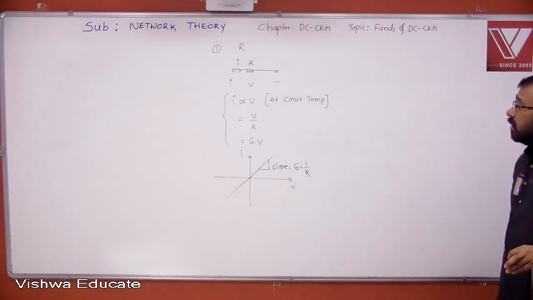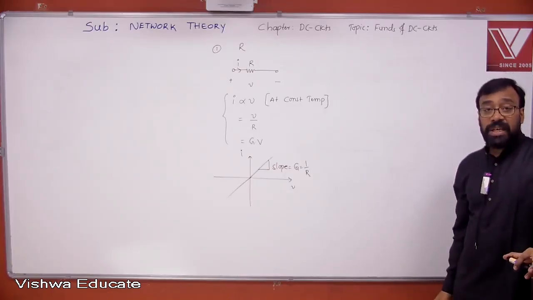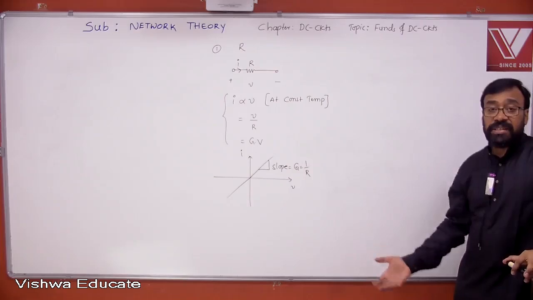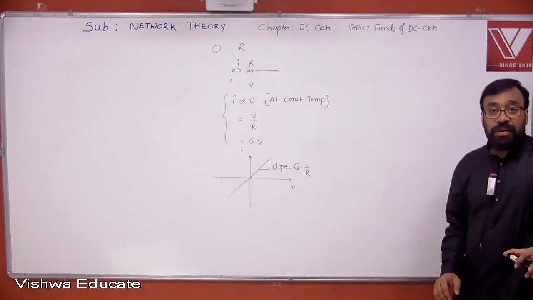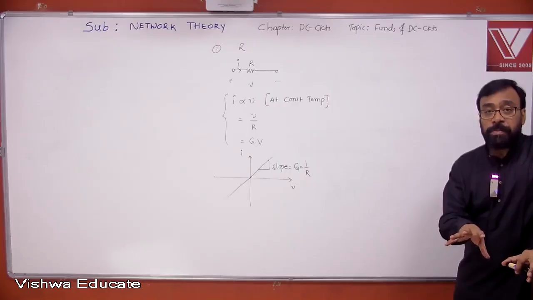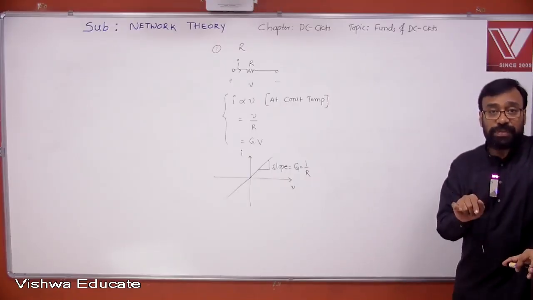Every passive element will have characteristics in both first and third quadrants. Because sometimes in the exam, you may get the question: which of the following characteristics will refer to a passive element? So what do you identify? Which of the characteristics are in both the first and third quadrants? You have to choose that particular option.